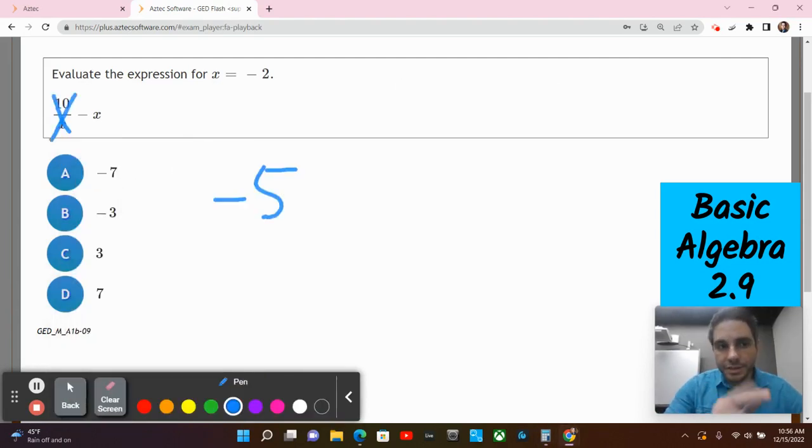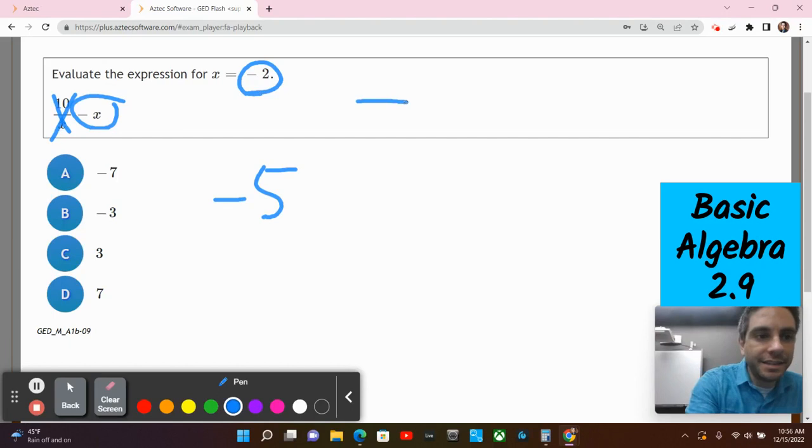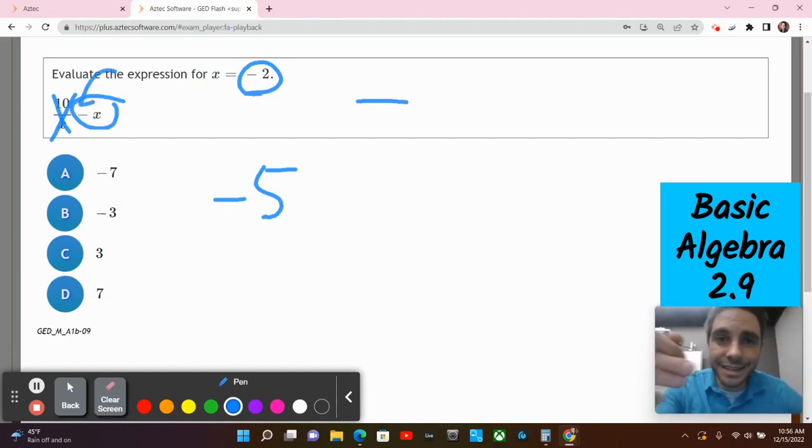Now, for the second part of this expression, the minus x part, we do need to be extra careful because the x is being subtracted, but the letter x itself is equal to a negative 2. So really, we have two minus signs that are kind of like right next to each other. We have a subtraction because x is being subtracted, and then x itself is a subtraction number. So we're subtracting a subtraction number.